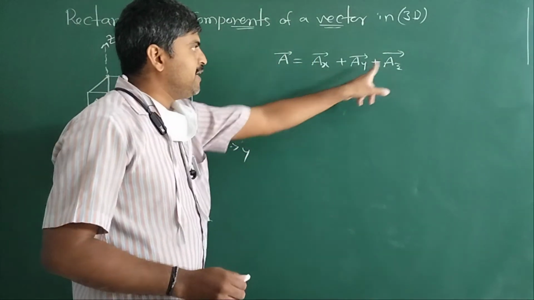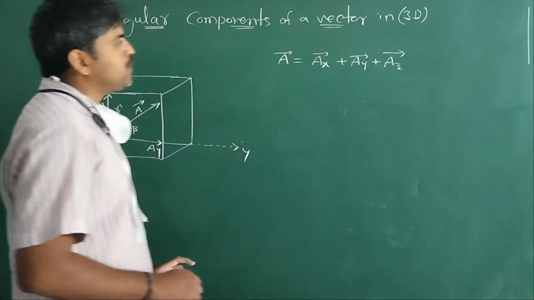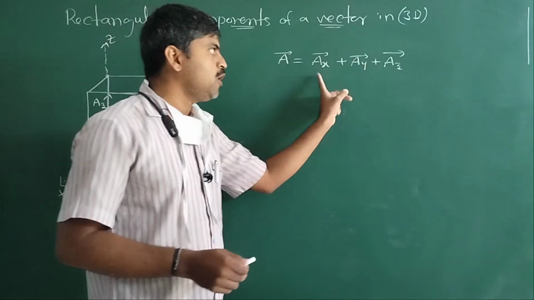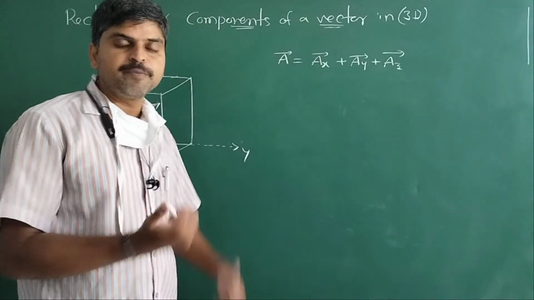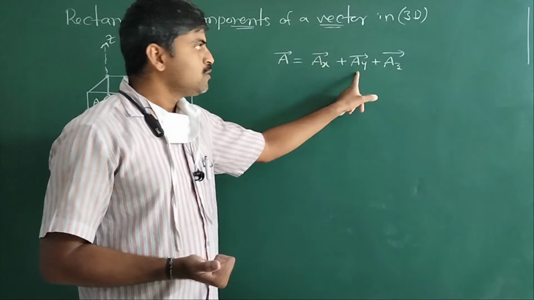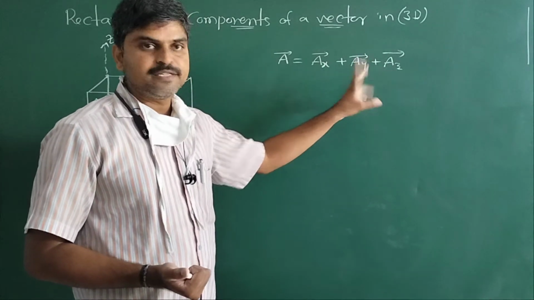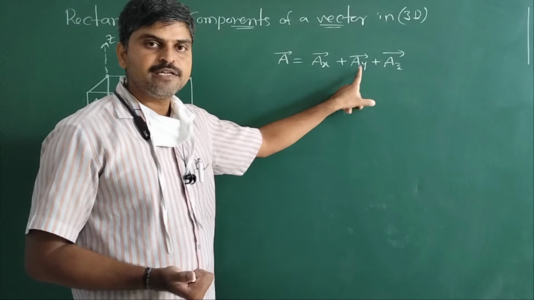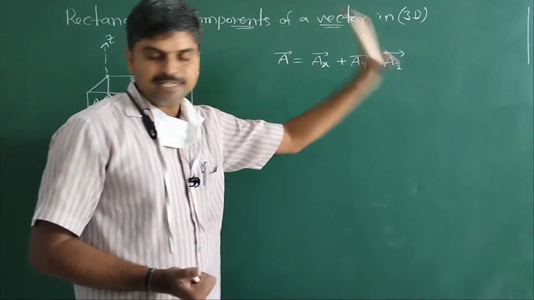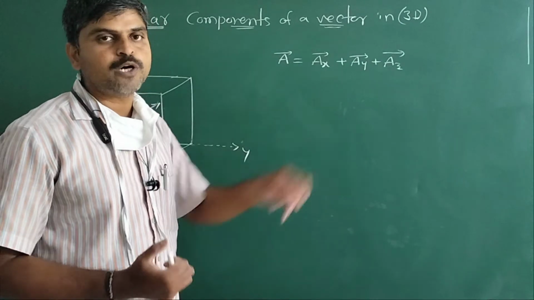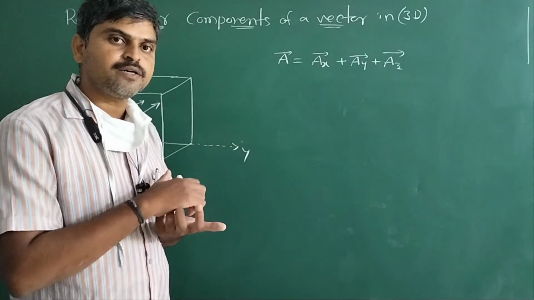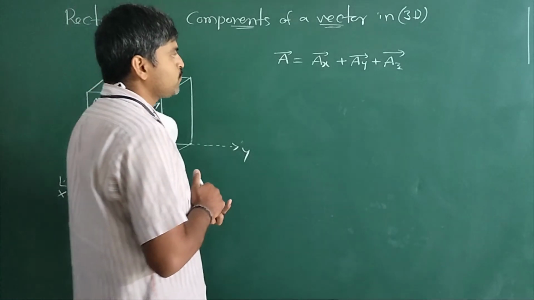So ax, ay, az are called rectangular components. The meaning of rectangular is that the angle between these three is 90 degrees. Ax and ay are 90, ay and az are 90, az and ax are 90. So that's why these three are called mutually perpendicular components, and that's why they are rectangular components.